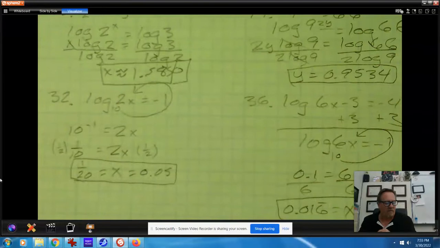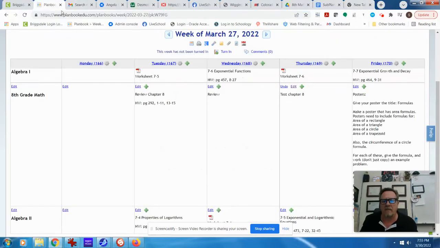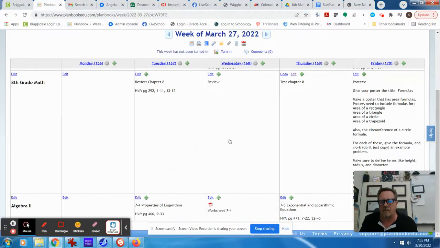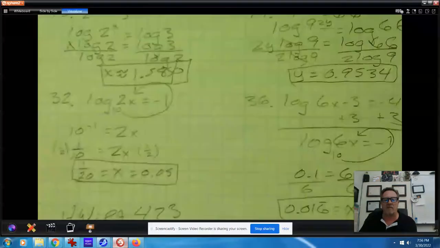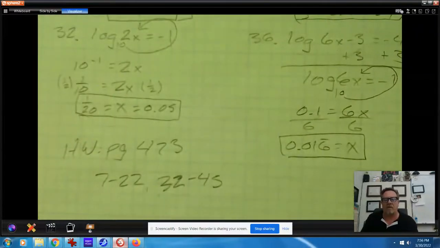Your homework assignment is, let's find out what your homework assignment is. Let's go to the plan book. Homework assignment should be on page 473. You're doing 7 through 22, which we've already done some of, and 32 through 45, which we've also done some of. So homework assignment is on page 473, 7 through 22, 32 through 45.